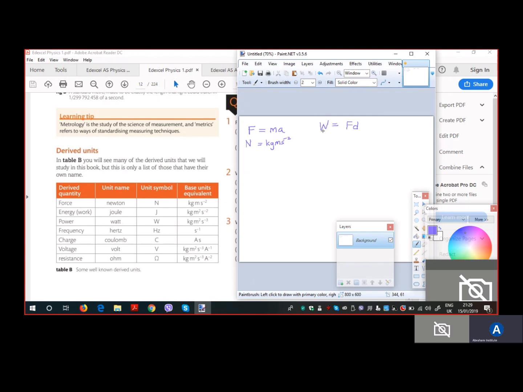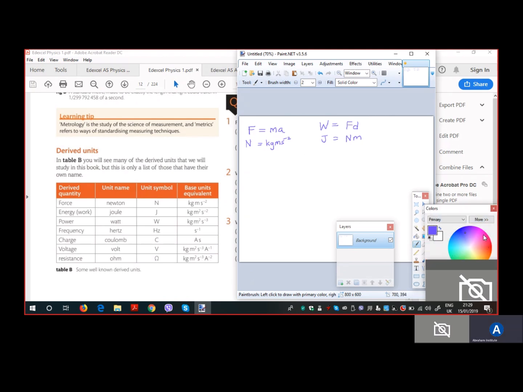So the unit of work done is joule, capital J. That should be equal to Newton, the unit of force, times the unit of distance, Newton meter. But this is not in base units, because meter is in base units, but Newton is not in base units. So we will have to use again another formula which we can use to get this in base units. Can you see that? Which is this one.